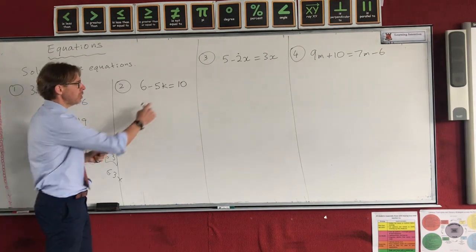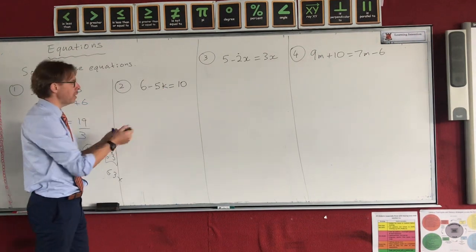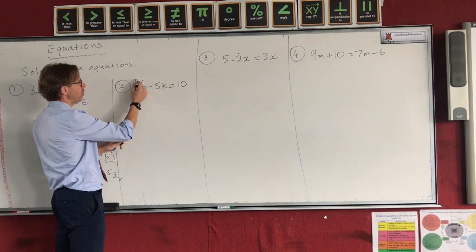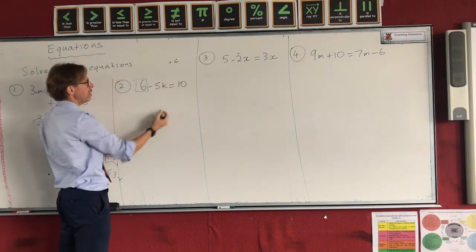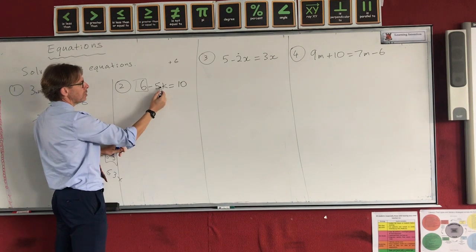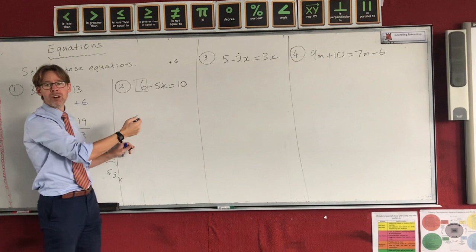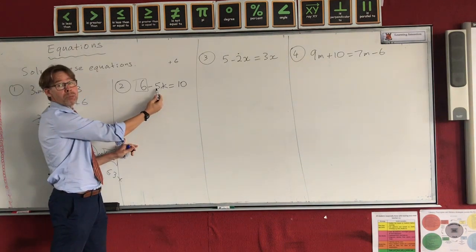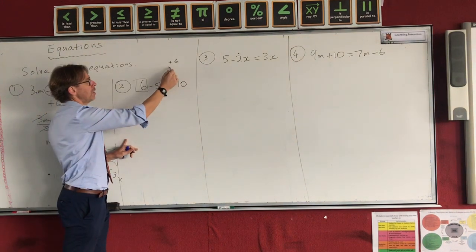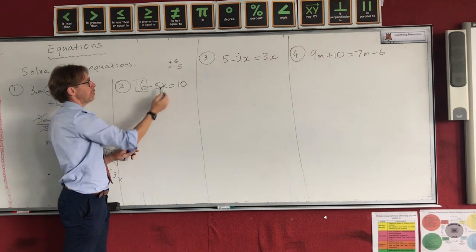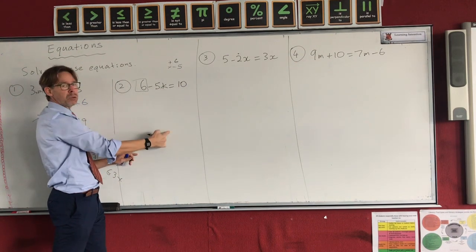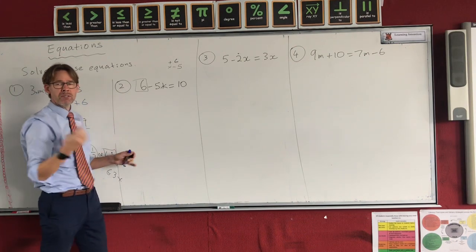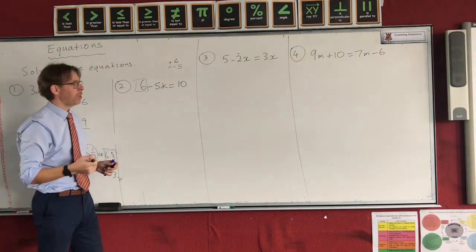Same sort of thing. We've got to get the k by itself, which means you have to get rid of that 6 there, right? So you have to get rid of the positive 6, and you have to get rid of this, the minus 5. But really that is not just a minus 5, it's a times minus 5, okay? So you have to get rid of a times minus 5. If you get rid of the times minus 5 and the positive 6, the k will be all by itself, and you get the value of k that works for this equation.